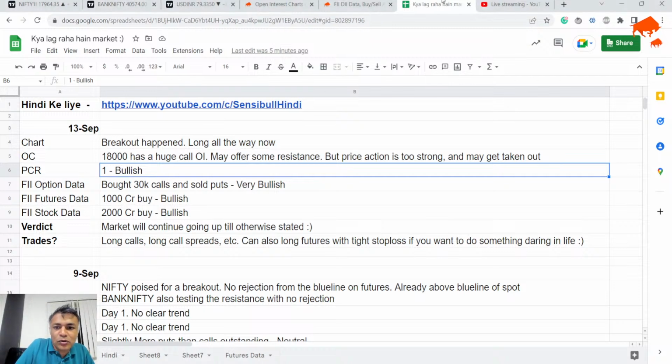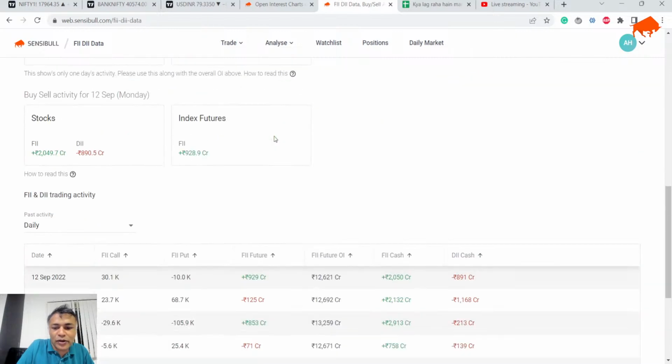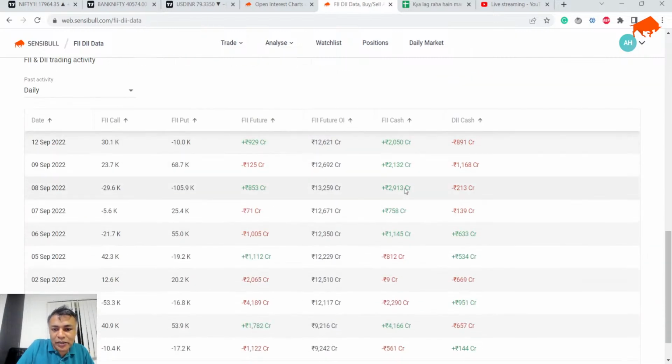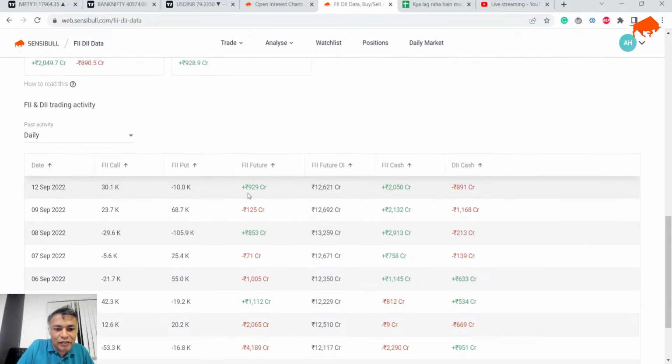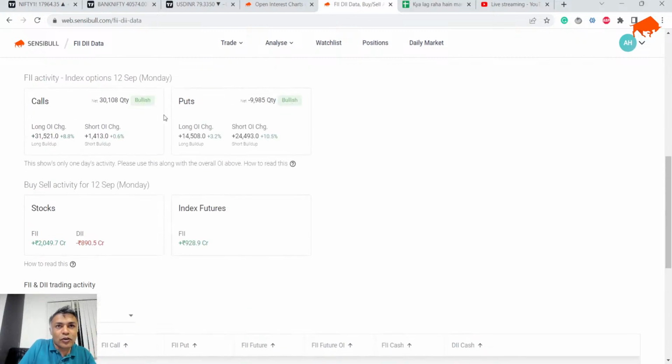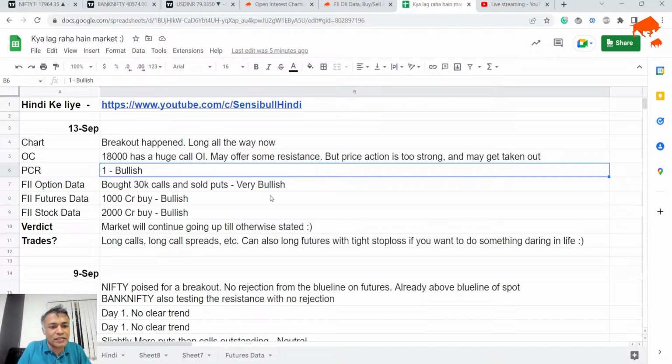Now finally, let's go to FII data, who have also joined the party of late. FII cash buying, you can see in the last 5 sessions is positive. FII futures also is largely positive. On Friday they sold slightly, 100 crores, but largely it is positive. If you look at option data, 30,000 calls bought, 10,000 puts sold, it is massively positive.